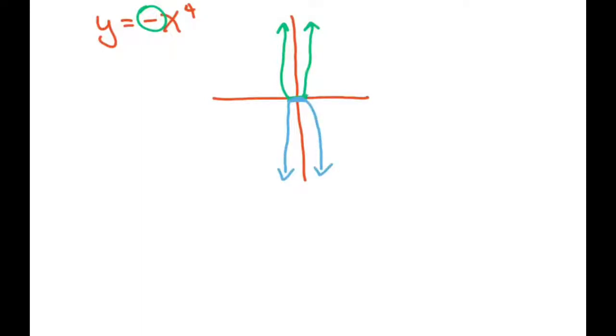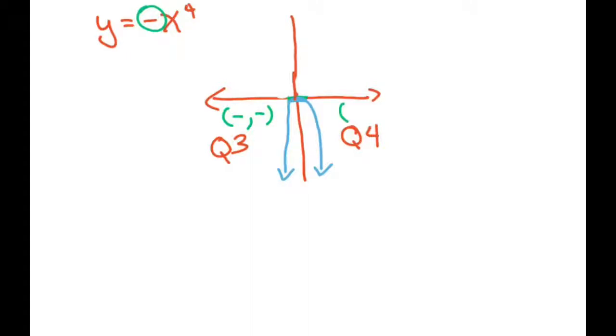That's what it resembles. So that means my end behavior basically is starting in quadrant 3, if you're reading left to right, and ending in quadrant 4. We know in quadrant 3 that's negative, negative. In quadrant 4 we have positive, negative.